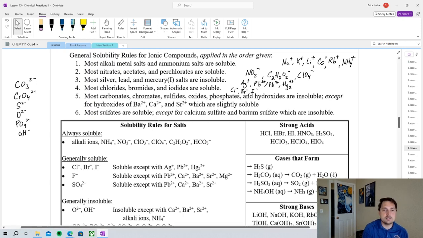So you can put a small amount of those in solution until they crash out. And then the last one is most sulfates are soluble. So if you get all the way down the table and you get down to here, we get to sulfate, which is SO4 2-.